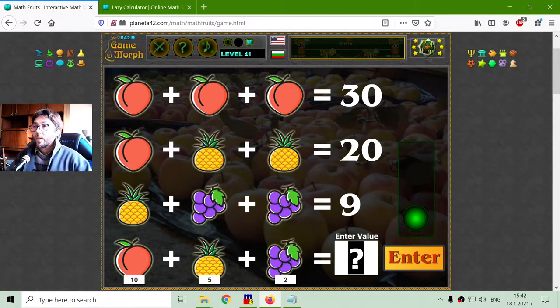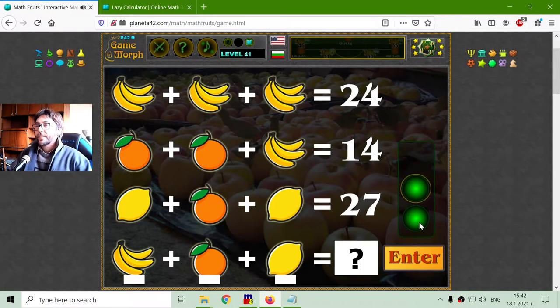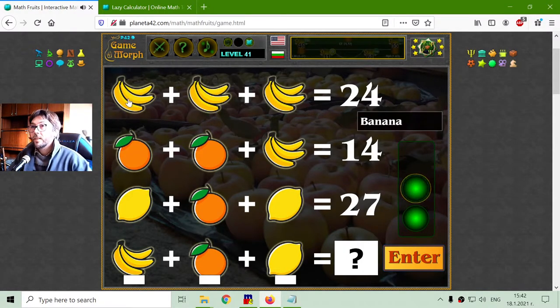Now, I have to enter the value and see if I have calculated this correctly. This is 10 plus 5 plus 2 equals 17. Right? 15 plus 2 plus 2, 17. I will hit enter and I heard the beautiful sound. If I have a green dot, that means I have made this equation correctly. But taking the knowledge level in these exercises is not that easy.